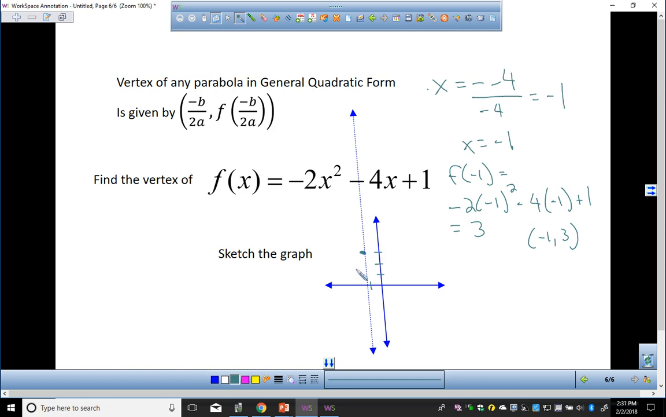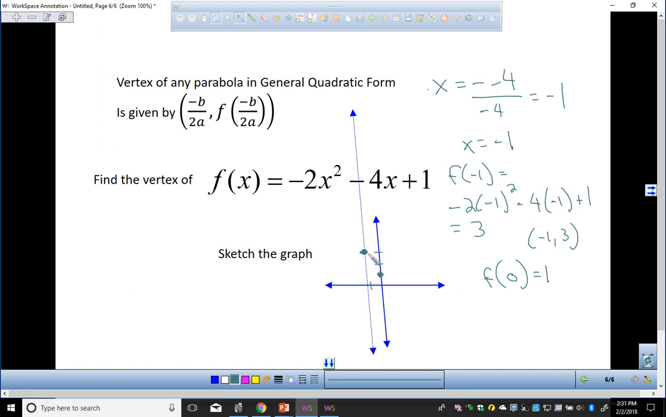Which way is this parabola going? Right side up or upside down? It's upside down because it's got a negative in front, okay? So this is the vertex. How could I find another point on that parabola? What would be a good point to plug in? 0 is always a nice point to plug in. That will give you the y-intercept. So f of 0 is 1. So that means that there's a point here.